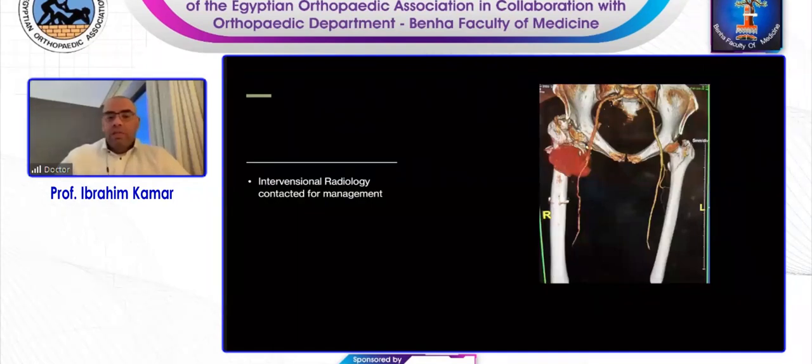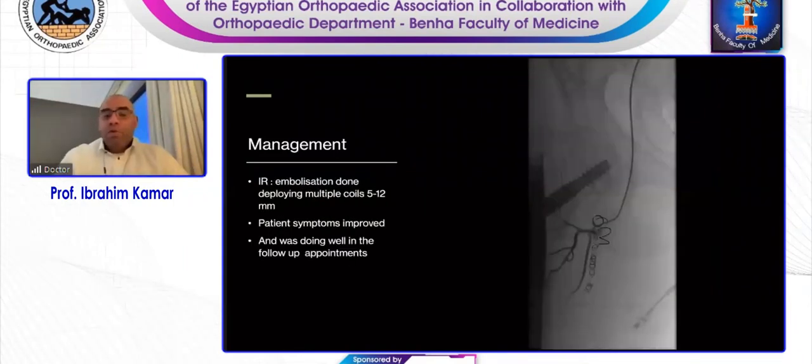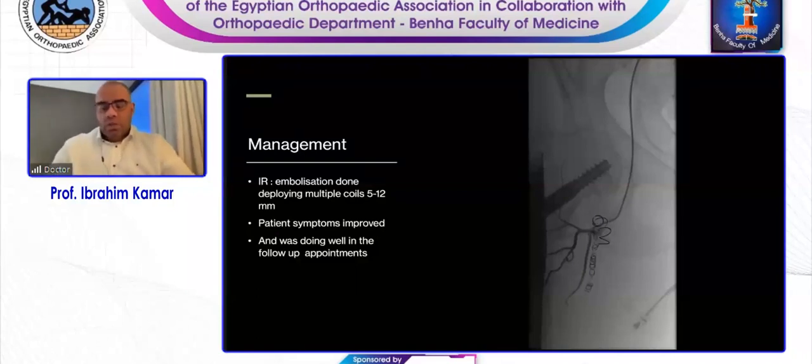Then we contacted interventional radiology to get their opinion about the next step for management. So they went for embolization, deploying multiple coils, 5 to 12 millimeters in length. The patient's symptoms improved over about 4 days post intervention, and the patient was doing well at follow-up appointments in our clinic for about 6 weeks after this procedure.